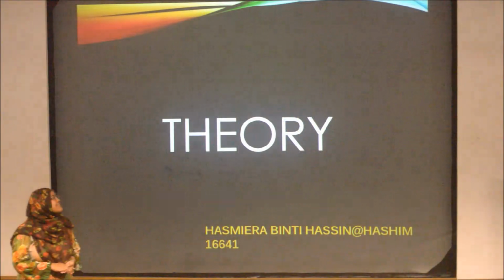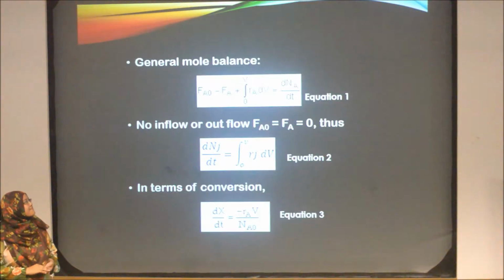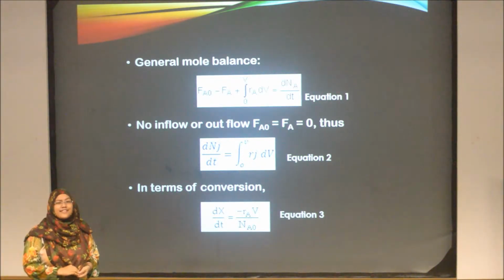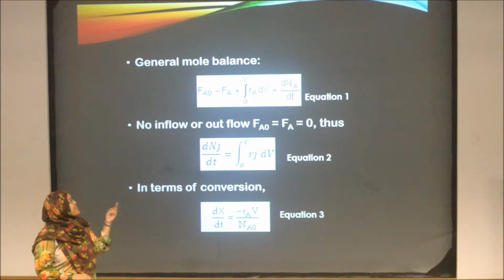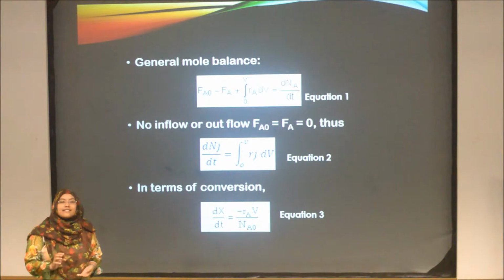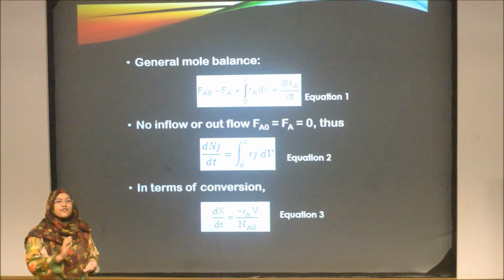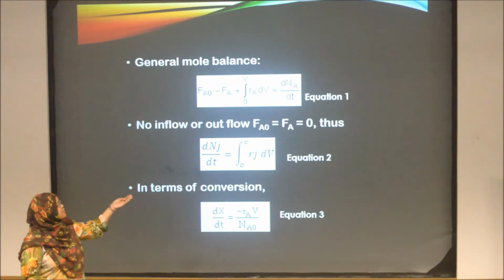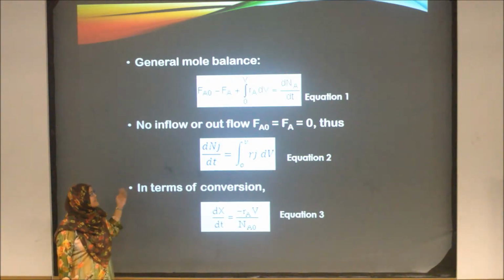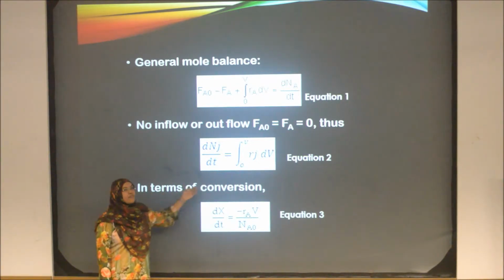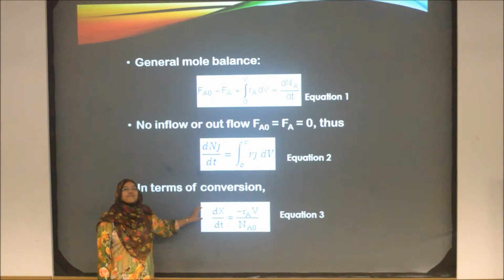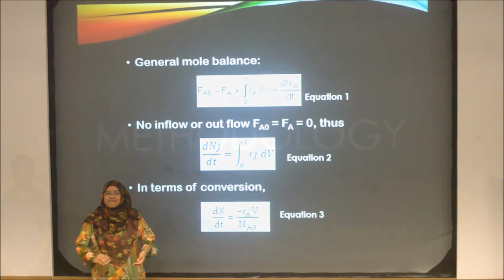Next slide. Theory. This is basically the equations that we will use for this experiment. Equation 1 is the general mole balance for all reactants. But since in a batch reactor there is no flow in and flow out, we arrive at equation 2. And lastly, equation 3 is the equation in terms of conversion. This is the equation that we will use for this experiment. That's all for me. Thank you.